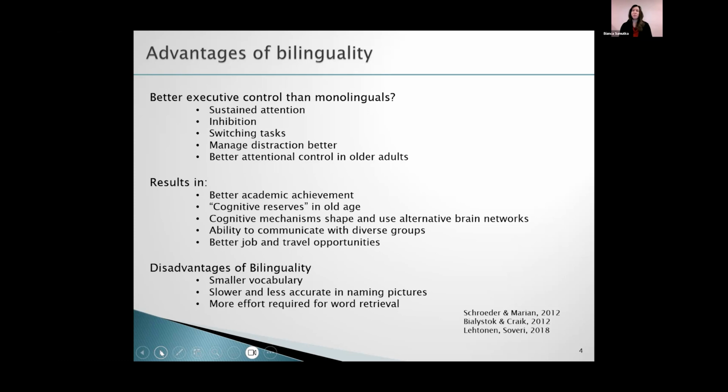Some disadvantages that have been reported in the literature are smaller vocabularies in each of the languages, but typically the words that are not there are very low frequency words within each language. Sometimes they are slower and less accurate in naming pictures, suggesting maybe some type of competition, and sometimes more effort is required for word retrieval.